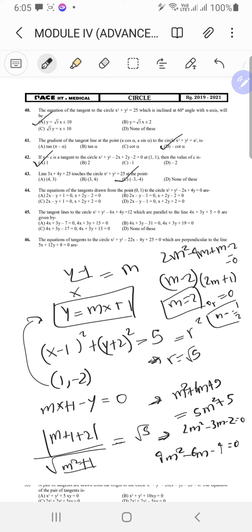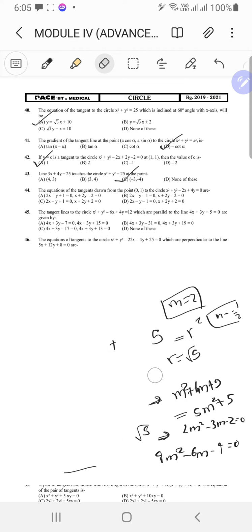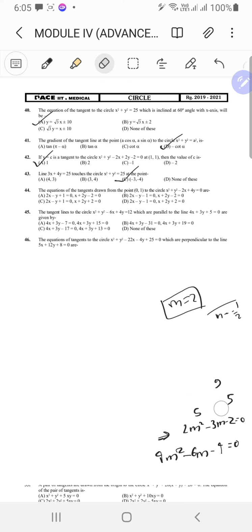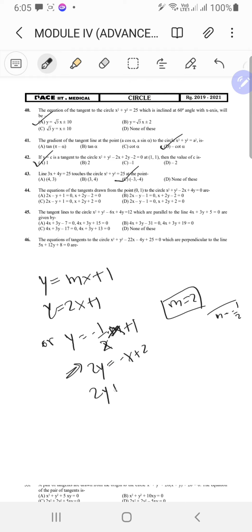Yeah, whatever. Okay, we want to find the equations, not just the slope. So at least we found the slope, so most of the part is done. Now just use the slope point formula. Slope is 2 or negative 1 by 2, through (0, 1), right? So y equals mx plus 1. That was the thing which we got. So y equal to 2x plus 1, or y equal to negative 1 by 2 x plus 1, which means 2y equal to negative x plus 2, which means 2y plus x equal to 2.